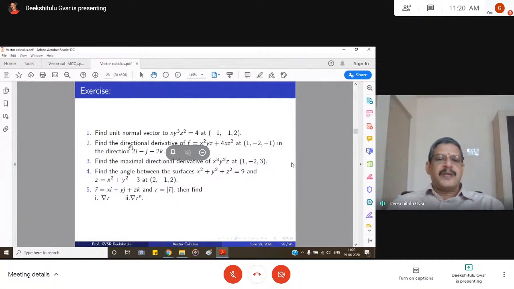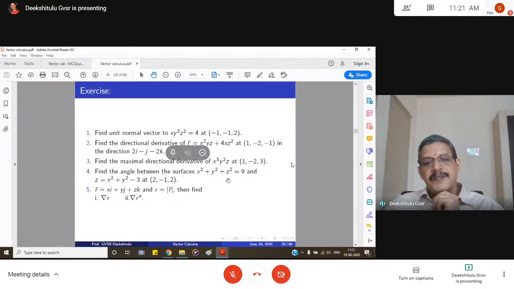And then in the exercise problems, I have given some vectors. Find the unit normal vector to this surface. Unit normal vector means first we have to find the normal, that is the gradient at the point, then the unit vector. Find the directional derivative of f in the direction of 2i minus j minus 2k. Finding the directional derivative means again you have to find the gradient of this function at this point, dot the unit vector in this direction. That gives you the directional derivative. Find the maximal directional derivative. That will be along the normal.